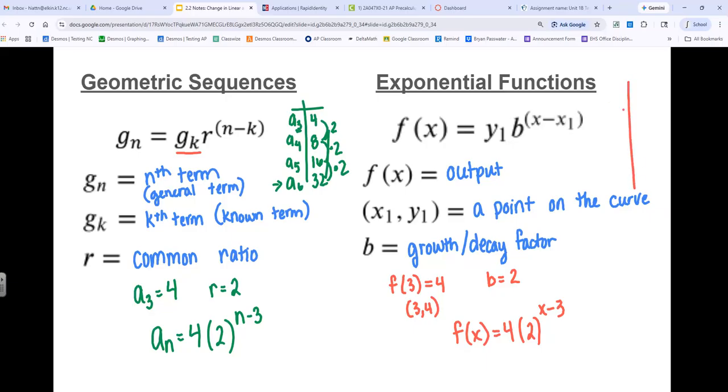I like to think of that table. I know that if I plug in 3, I get 4. If I plug in 4, I would get 8. If I plug in 5, I would get 16. Plug in 6, I'd get 32. So by subtracting that 3 there, since you're not starting with the initial term, that adjusts for not multiplying by 2 as many times.